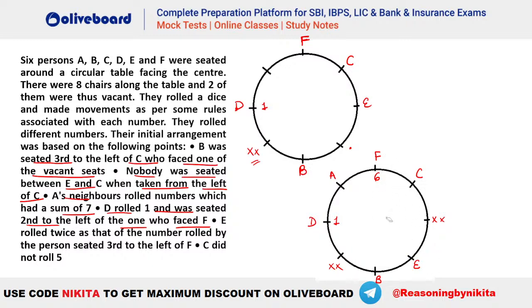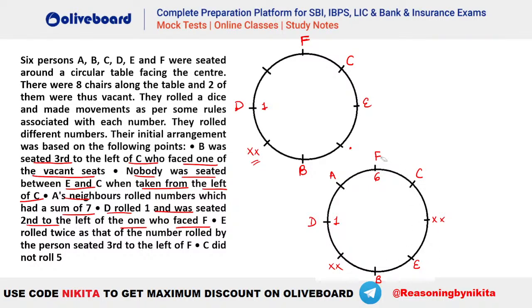Isn't it? You can see in the second case, F is here, and third to the left of F is E. As per this information, E has to be rolling a number which is twice that of the number rolled by the person who is third to the left of F. That means this is not a possibility, because E should be rolling twice of himself, isn't it? In this second case, E should be rolling twice of himself because he should be rolling a number which is twice that of the number rolled by the person who is third to the left of F. But that is not happening here, isn't it?